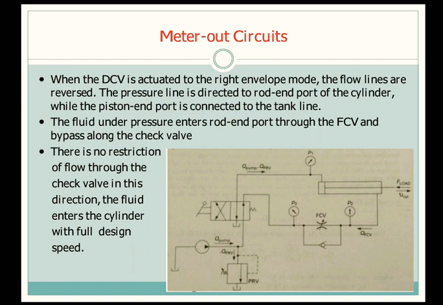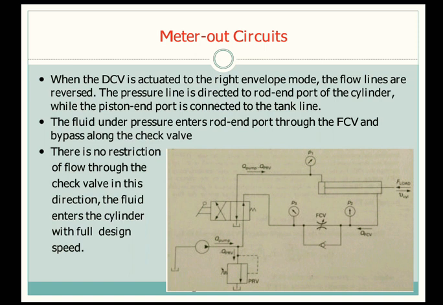The fluid under pressure enters the rod end through the FCV and bypasses along the check valve. So here now the check valve will allow the flow of fluid in this direction, and there is no restriction of flow through the check valve, and the fluid enters the cylinder with full design speed. Also the piston and the rod will retract with highest design speed. So this type of circuit is known as the meter out circuit.